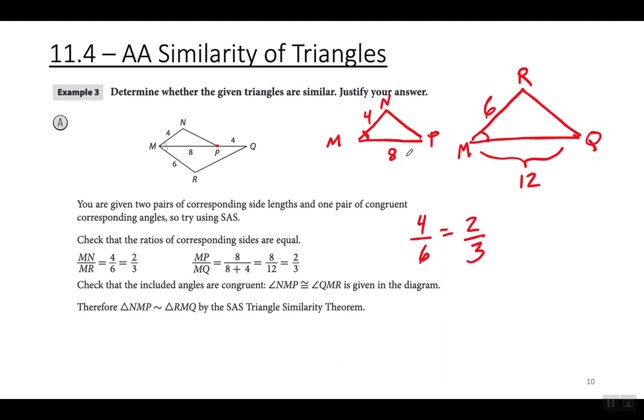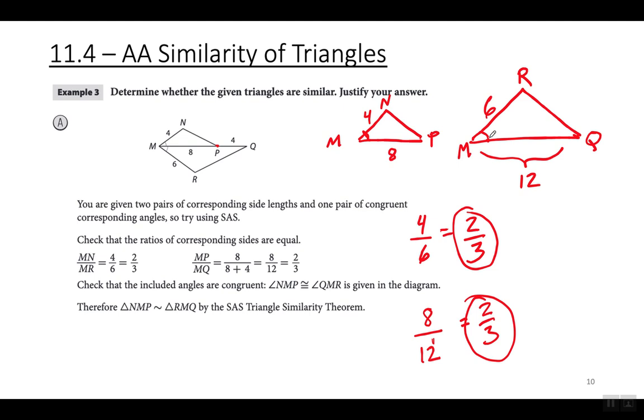If these triangles are similar, when I compare this side to this side, it has to give me the same ratio. So 8 over 12, when I divide the top and the bottom by 4, I also get 2 over 3. That means that yes, they're similar, because we have two sides that are proportional and the included angle on this triangle is congruent to the included angle in the other triangle.